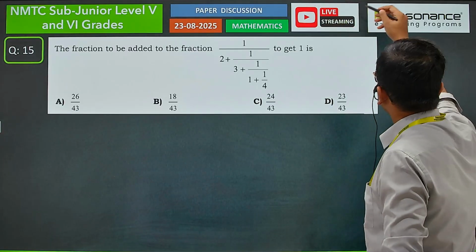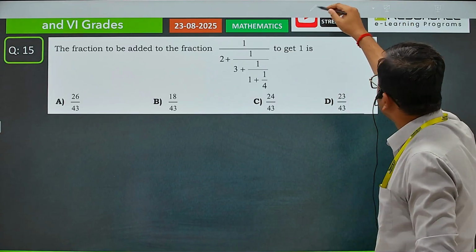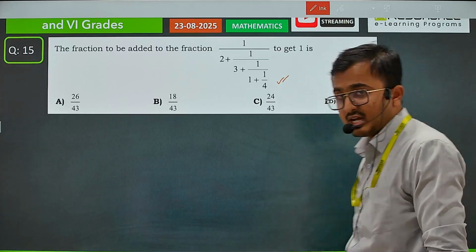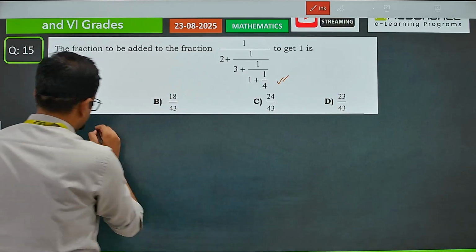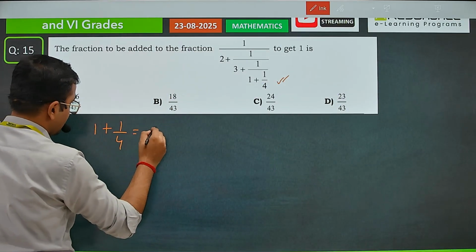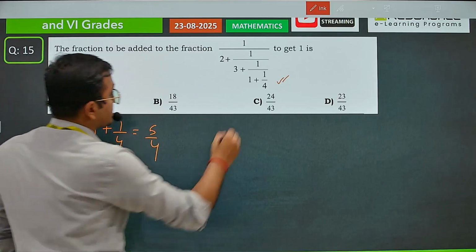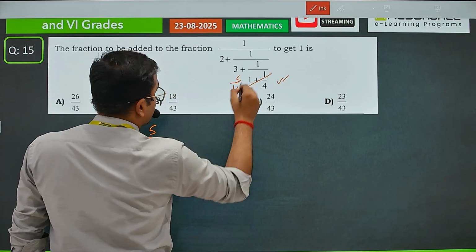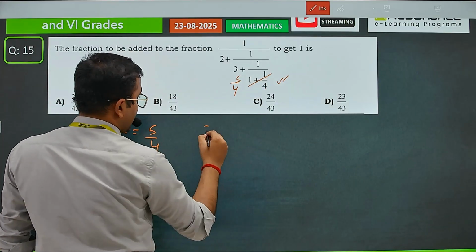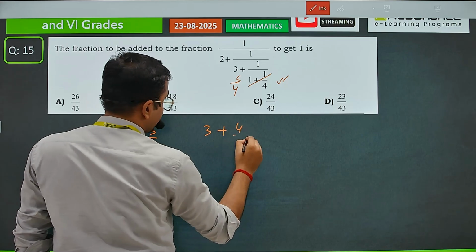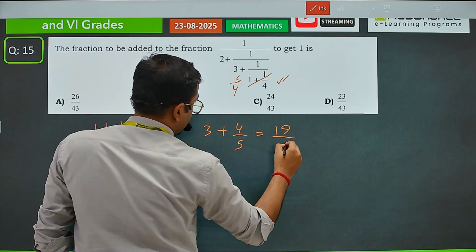Very simple question again. Okay, the point is here we will start from here. That will make the question very simple. Okay, so 1 plus 1 by 4, that will become 5 by 4. Now instead of this, I can write 5 by 4. So I have to do the reciprocal of that. So 3 plus 4 by 5. That is 19 by 5.